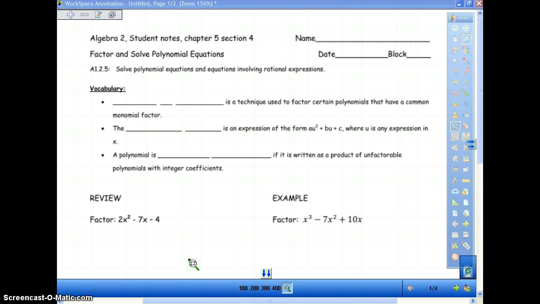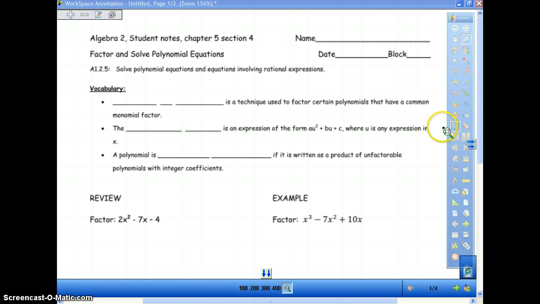So what we're doing is, this is a new topic. This is probably going to be new for most of you. You may have done a little bit of this in Algebra 1, but probably not enough for you to remember it. A couple of these terms may be new, and we're going to go through a couple of examples. Hopefully, it's not a major deal.